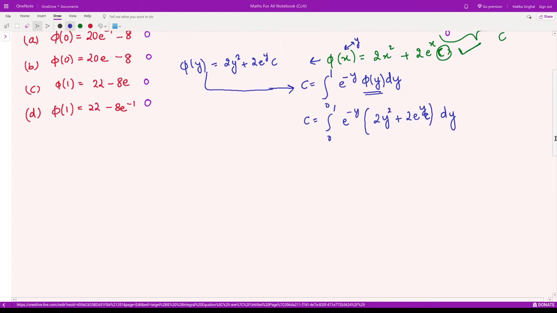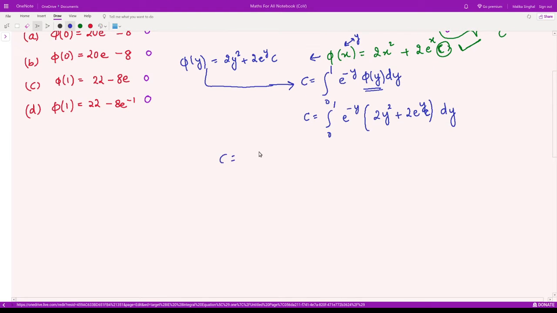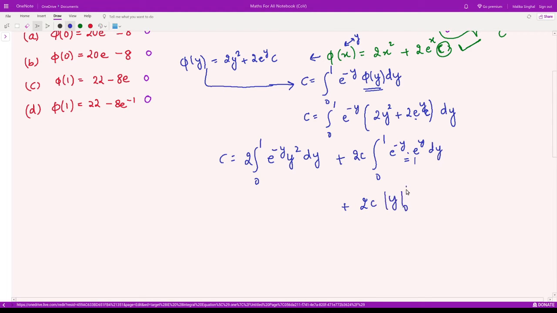So let us solve it a bit. We have to perform integrations. So this is integration from 0 to 1 e to the power minus y. This 2 could be taken out into y square dy, and another term is plus 2c, being constants, come out of the integration sign. So it would be 2c integration from 0 to 1 e to the power minus y into e to the power y dy. So this term ultimately becomes 1, right? So integration of 1 would be just y, and the limits are from 0 to 1, so we have this term.